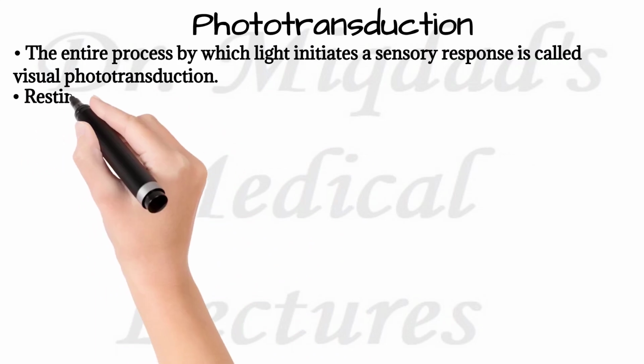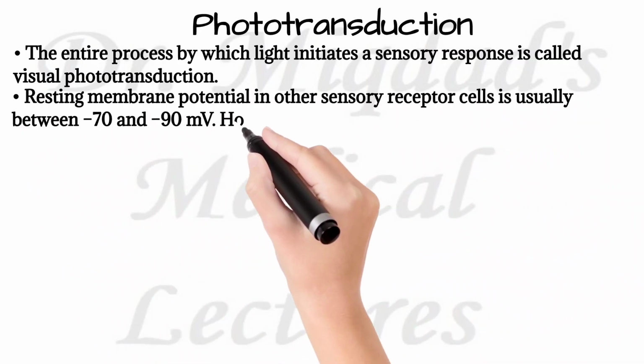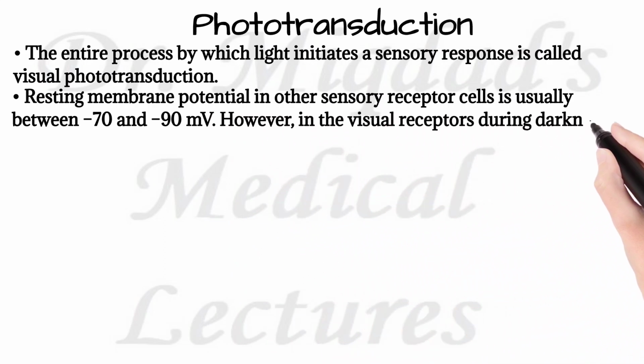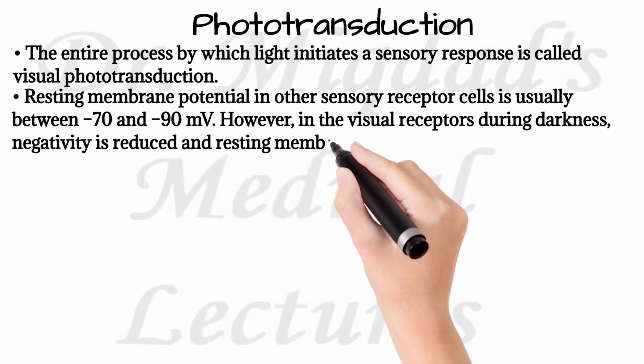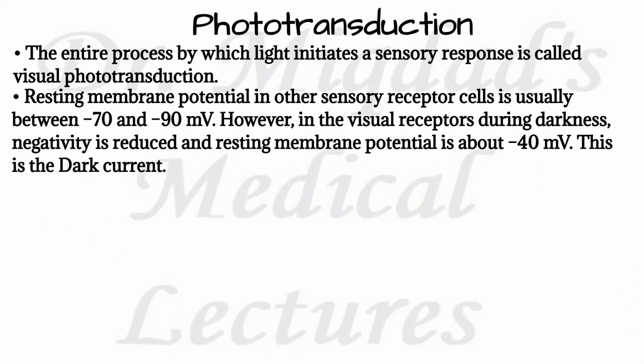Now, the resting membrane potential in other sensory receptor cells is usually between -70 to -90 millivolts. But photoreceptor cells are unusual because they depolarize to -40 millivolts in response to absence of stimuli or darkness, or we can say in scotopic conditions. This happens because in the dark, cyclic GMP levels are high and they keep cyclic GMP gated sodium channels open, thereby allowing a steady inward current. We call it the dark current. This in turn keeps the cell depolarized and maintains its resting membrane potential at about -40 millivolts.